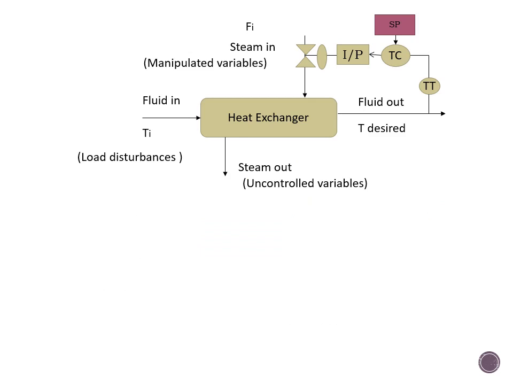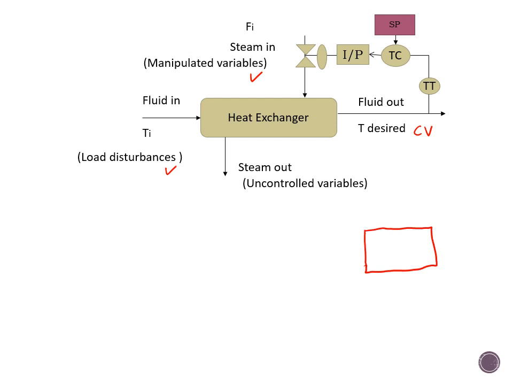Okay, now let's try to draw a block diagram for the temperature controller for the heat exchanger. We know that our control variable here is the temperature outlet of the heat exchanger. This is your control variable, the temperature of the fluid in would be your disturbance, and the flow rate of the steam in would be your manipulated variable. So we start to draw a block diagram with the process first. So this is the block diagram for your process.